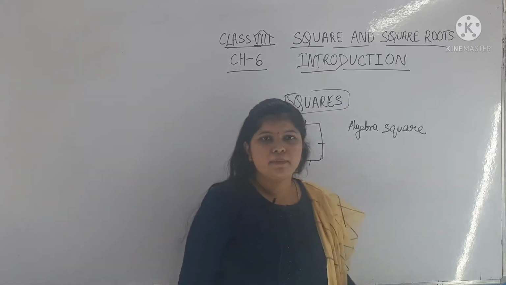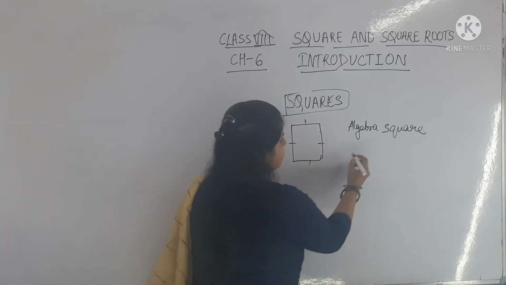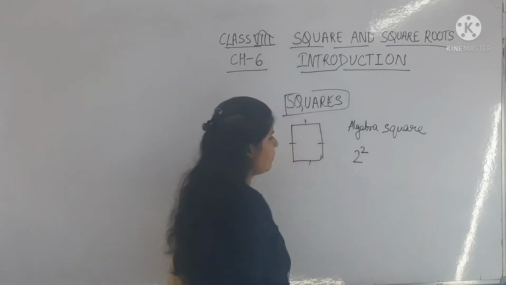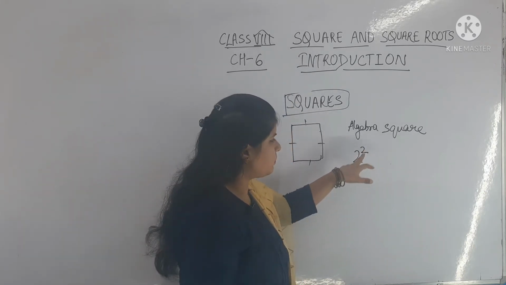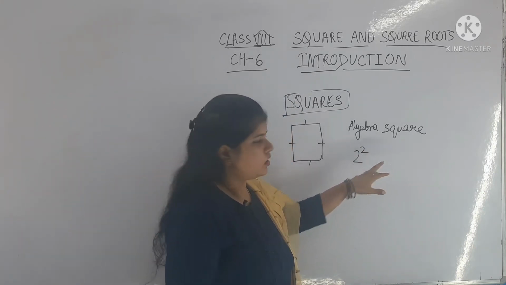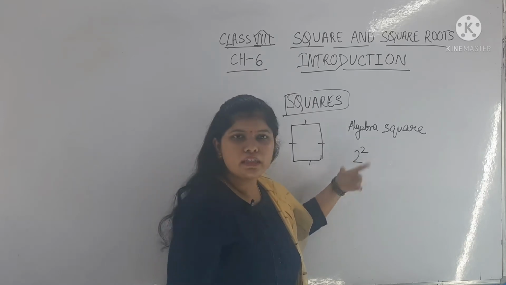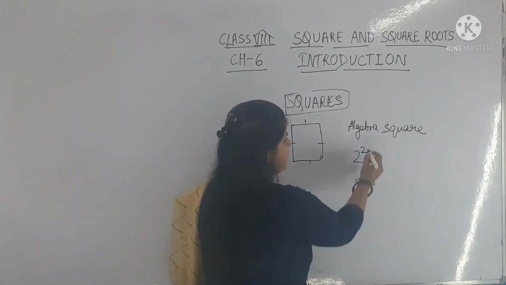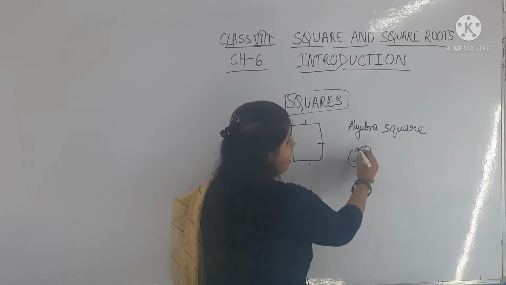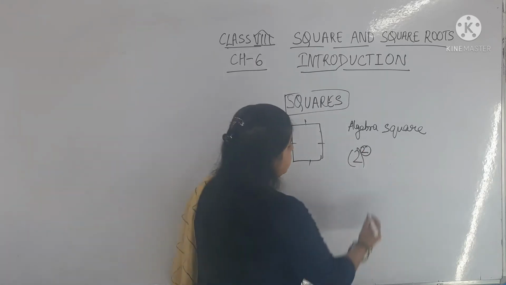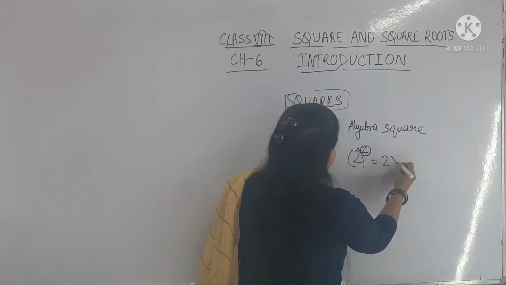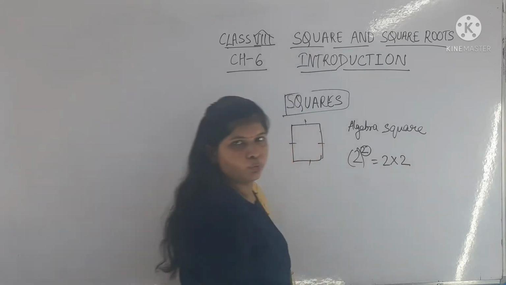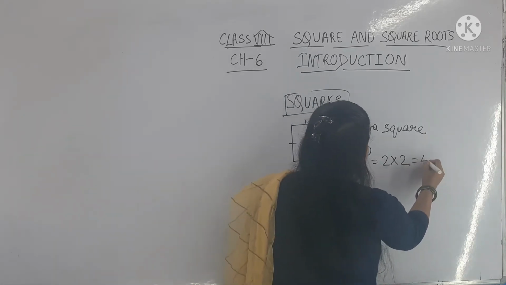So what is the algebra square? I am talking about this. It is 2 square, 2 raised to the power 2. What will you read? 2 raised to the power 2. It is in the exponent, the power. Here it can be written as 2 into 2, that is equal to 4.